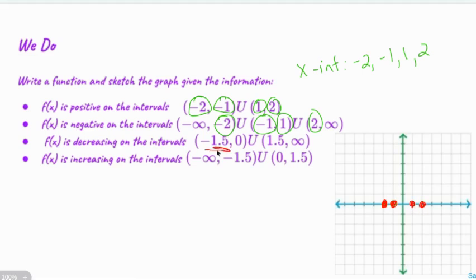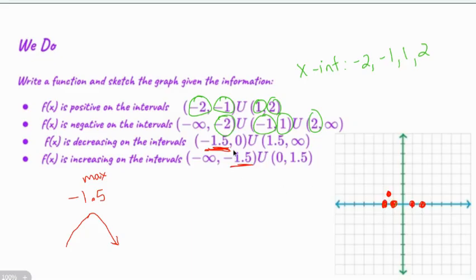Now we're going to note these other values, -1.5. -1.5 is where we start increasing and then we decrease. So that means this is a maximum. Now, where does that fall in my positive and negative intervals? -1.5 falls between -2 and -1 right here. So we're going to put that above the x-axis, right about there.